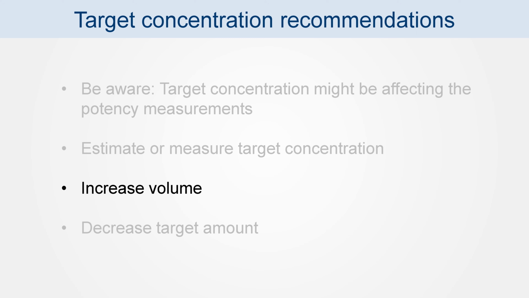Then we come on to the solutions if we need to reduce the target concentration to get better potency measurements. The easiest thing is often just to increase the volume, especially if we are coming from an HDS screen. Next, if feasible, we can decrease the target amount by increasing the assay sensitivity.